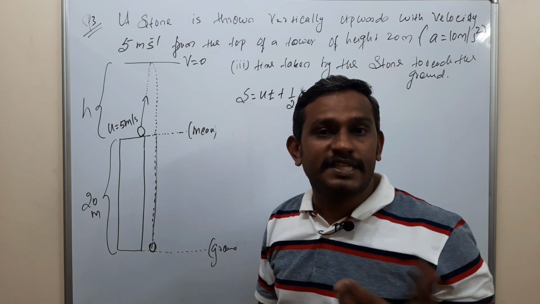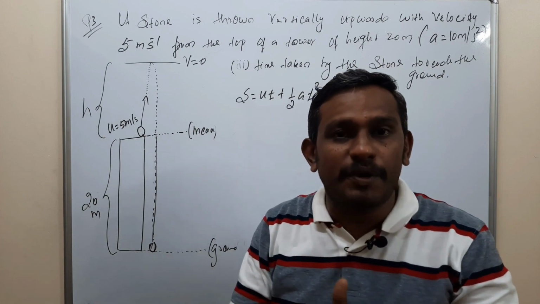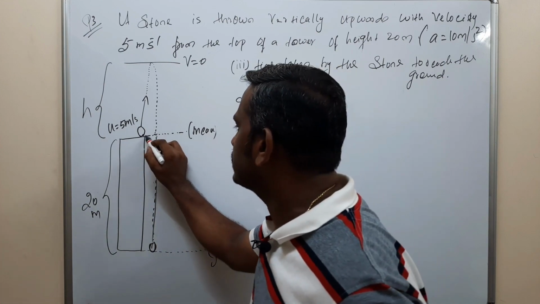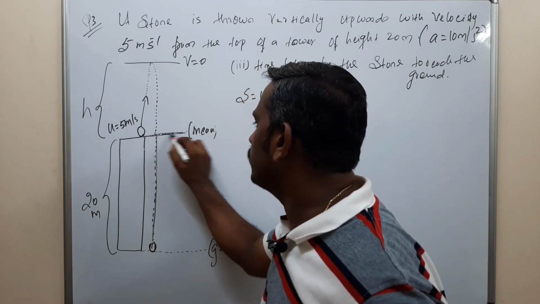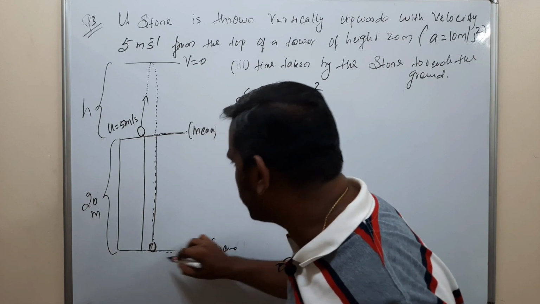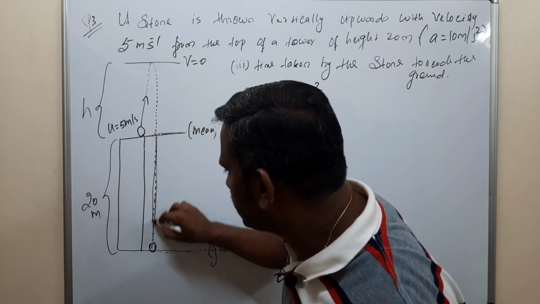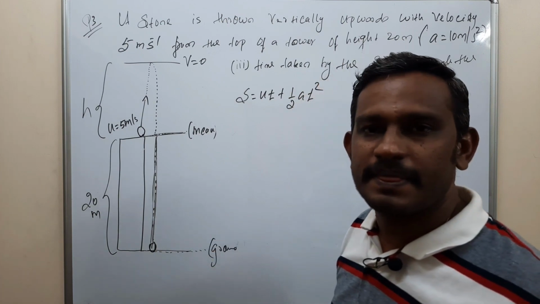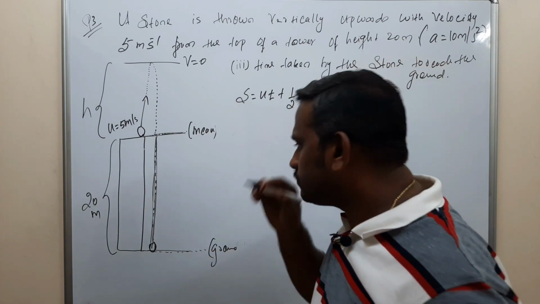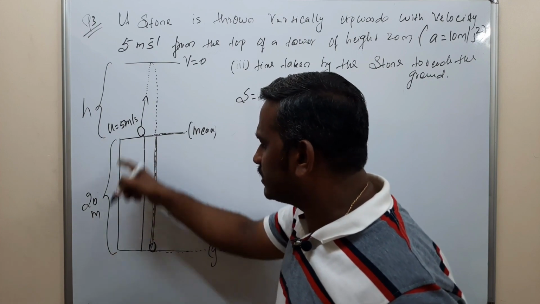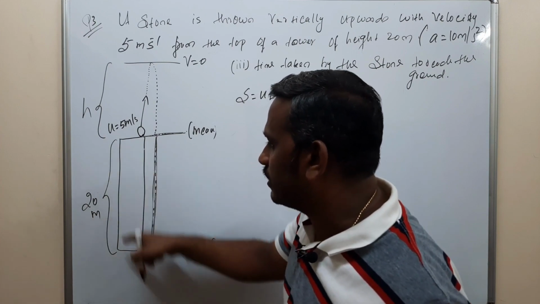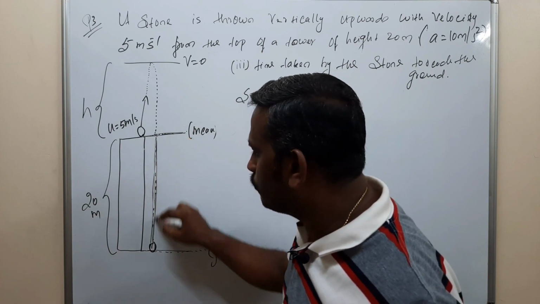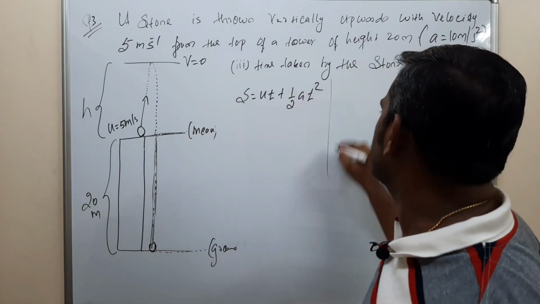Displacement is nothing but the distance between the initial point and the final point. So this is the initial point. What is the final point of the stone? This is the final point. So this much distance is the displacement. What is this distance? That is the height of the tower, that is 20 meter. So distance for the downward motion, s is equal to, right?